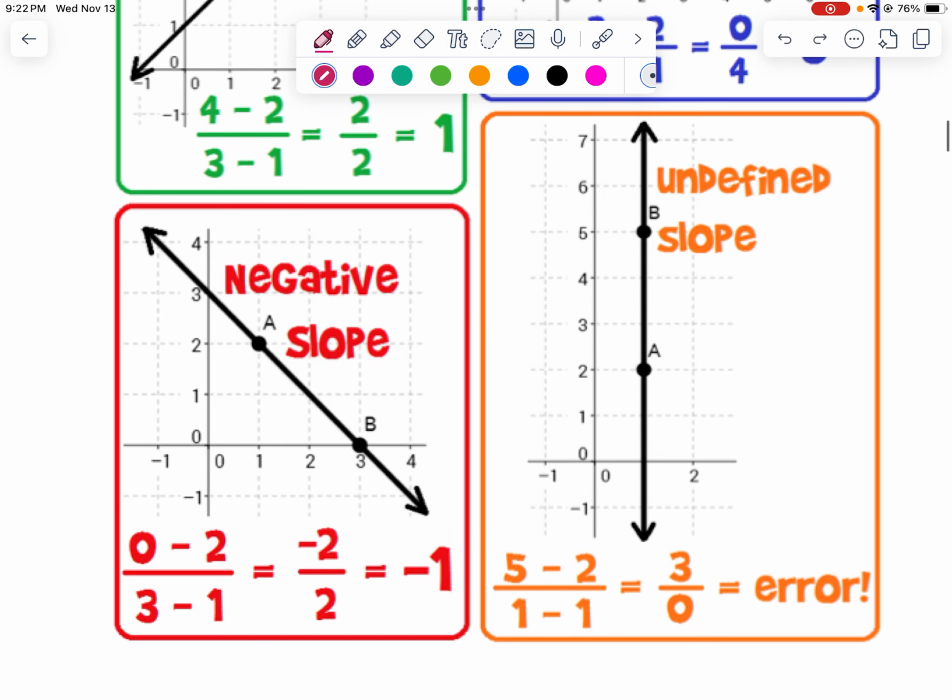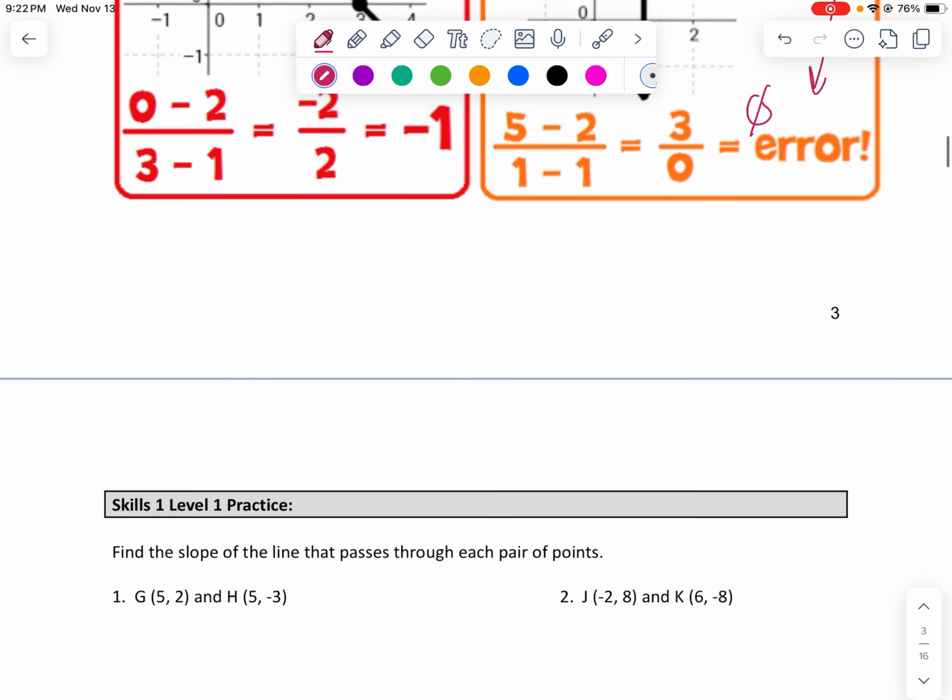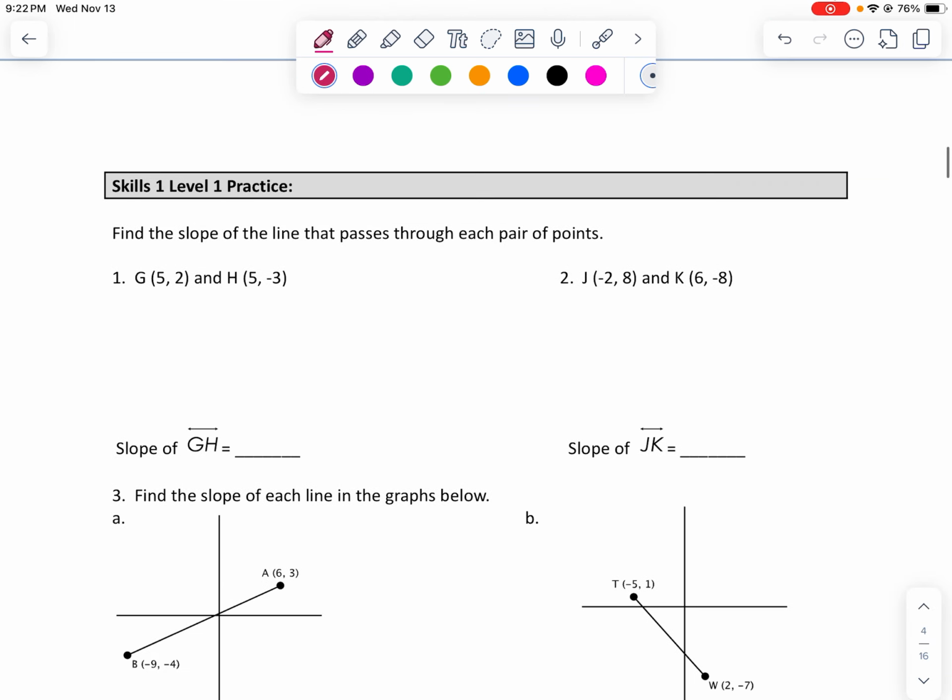Then we have a negative slope. So if we start going up and up and up and then go down and down and down, we get a negative slope. And then we have an undefined slope. In this case it is my vertical line. And this is when we have an error, which in this case is my undefined answer. Okay. All right, the next video will be going ahead and doing some practice problems.